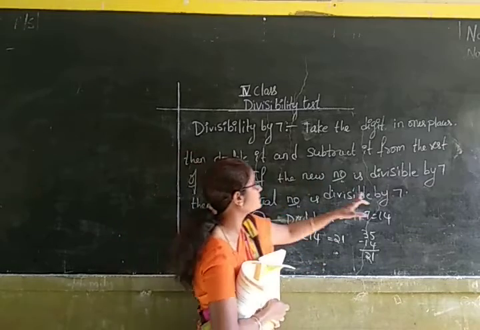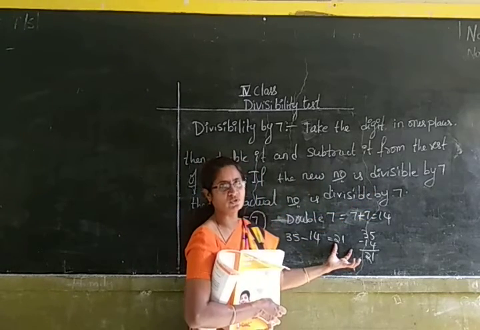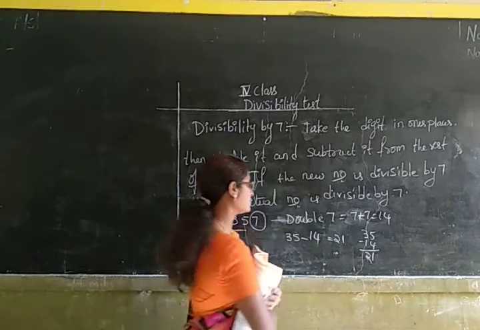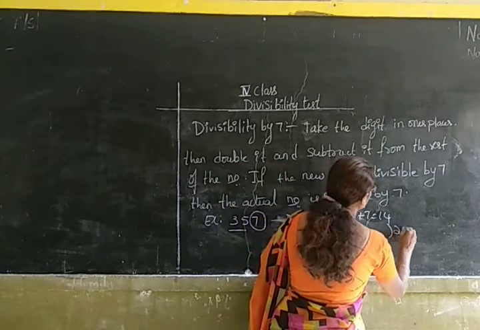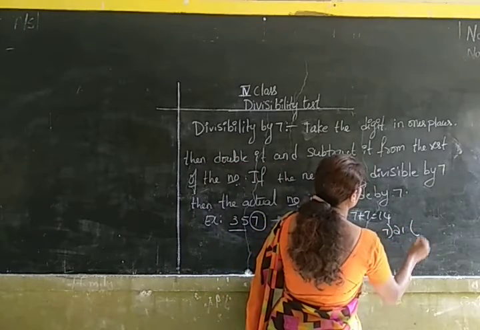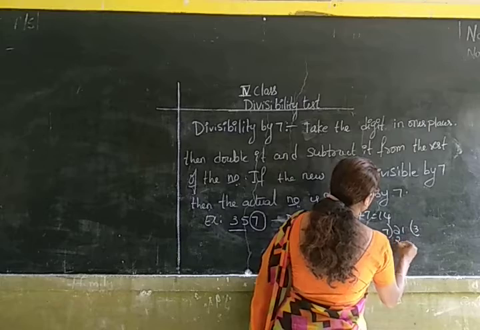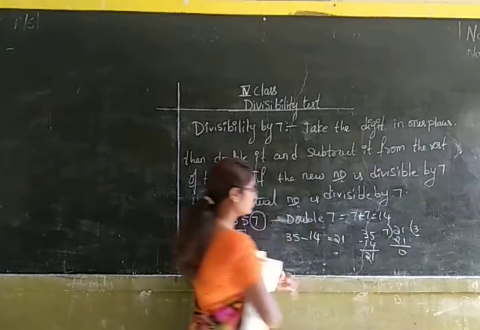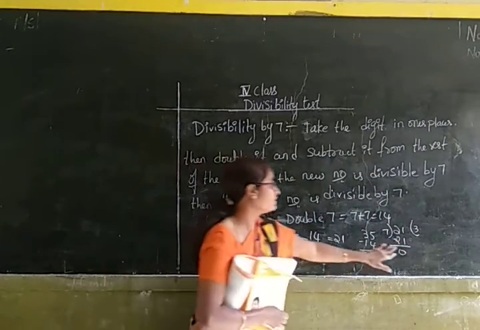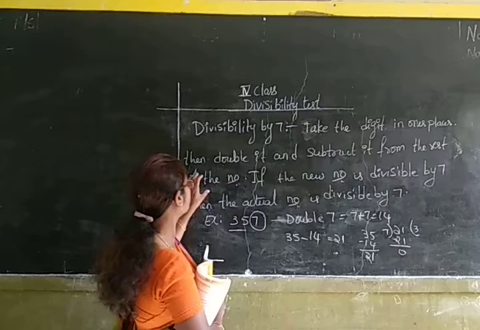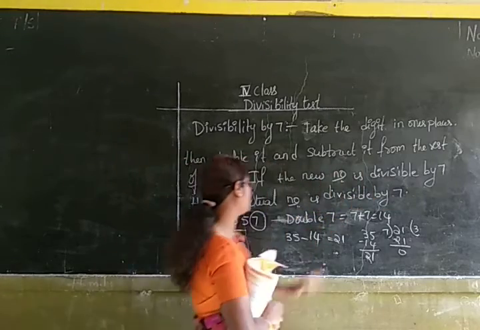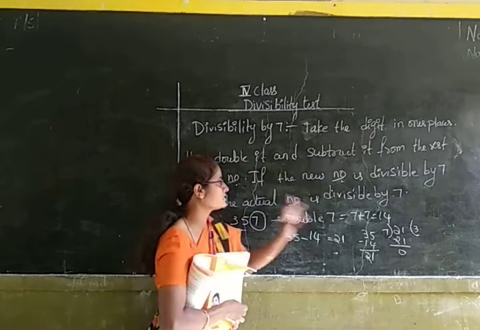Check if the new number is divisible by 7. Here the new number is 21. So 21 is divisible by 7, isn't it? 7 threes are 21. So here the new number is 21, and 21 is divisible by 7. If the rest of the number is divisible by 7, then the actual number is divisible by 7.